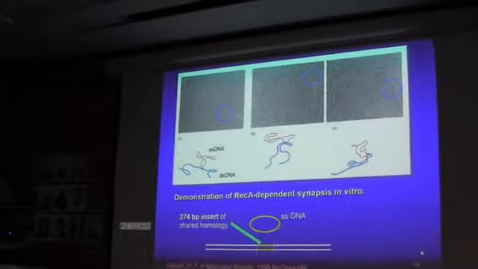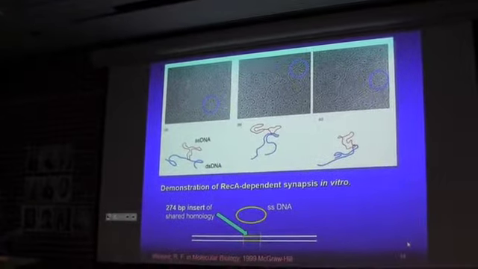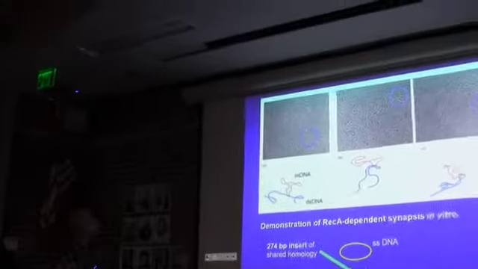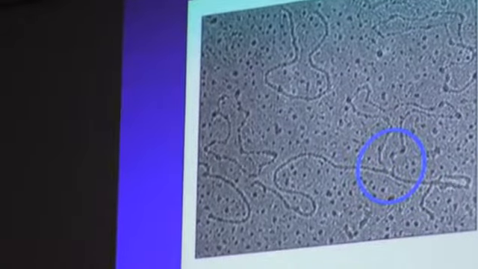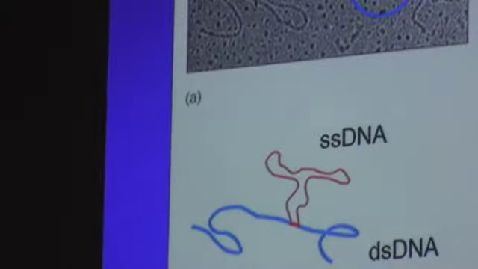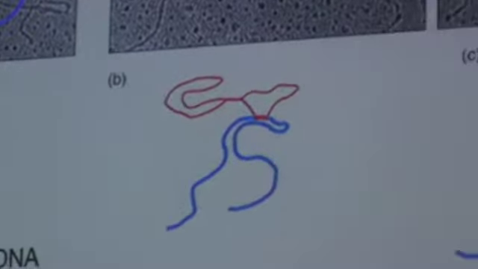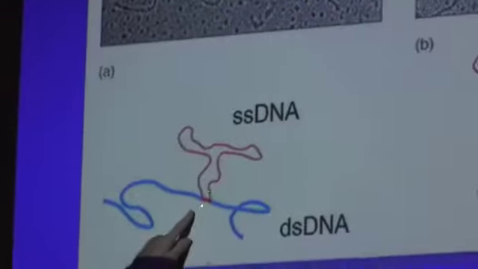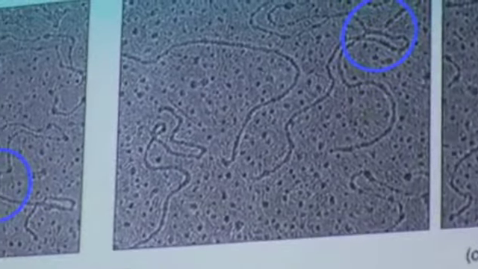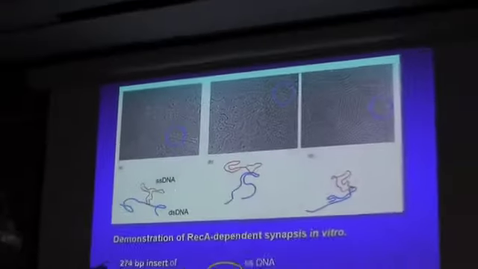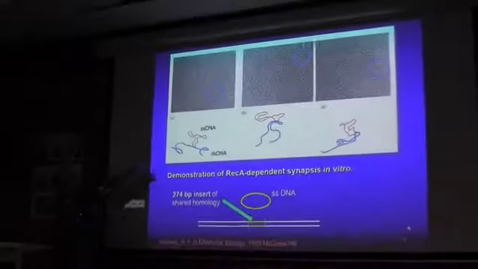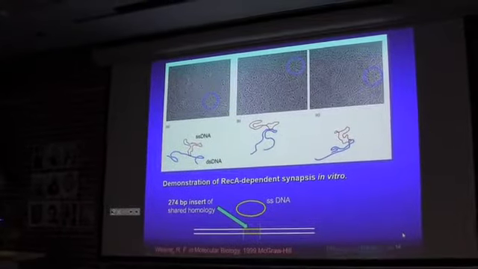Here you see an EM of it actually happening. The single-stranded region is right here, and that's the actual region where it's strand invading. Here's strand invading. Notice the strand invasion itself did not involve the 3' end. There's no end there. In vitro, people try to take this apart. In this case, there is only 274 bases of shared homology. That's why you see it stopping in this experimental setup.